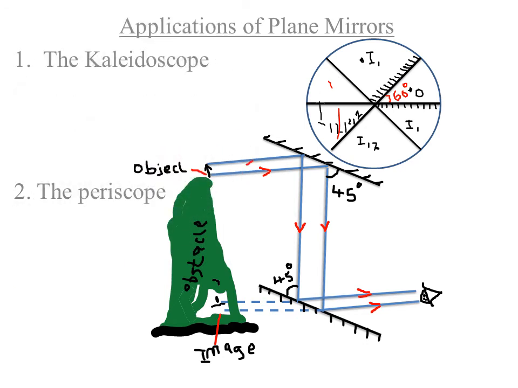Then lastly we look at the applications of plane mirrors. That is, where do we apply plane mirrors in real life situations? Plane mirrors have a wide application, but there are two main applications: one, in a kaleidoscope, and two, in a periscope.